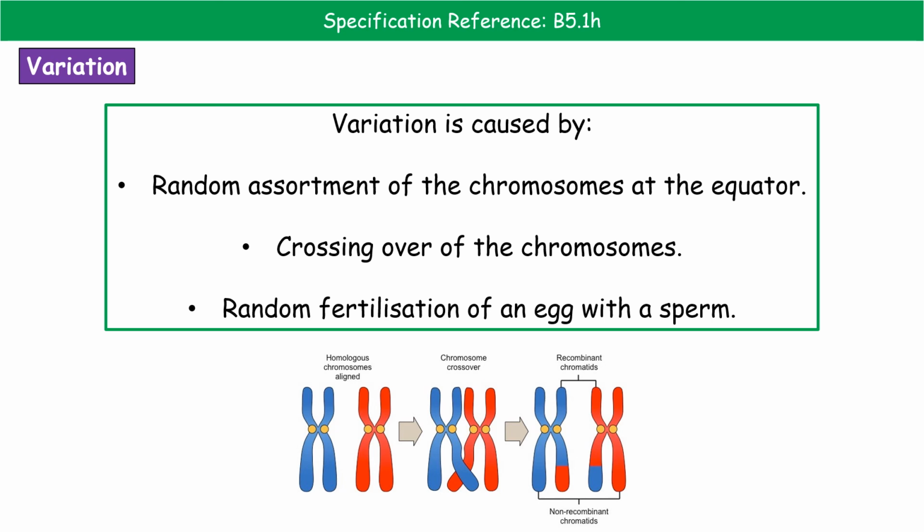And then once we've made all of these individual eggs and sperm cells, then there is the process of fertilisation, which is completely random as to which egg is going to join with which sperm.